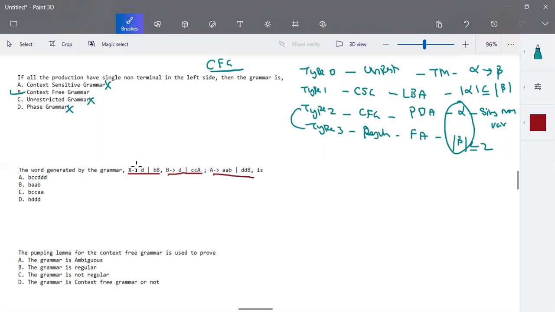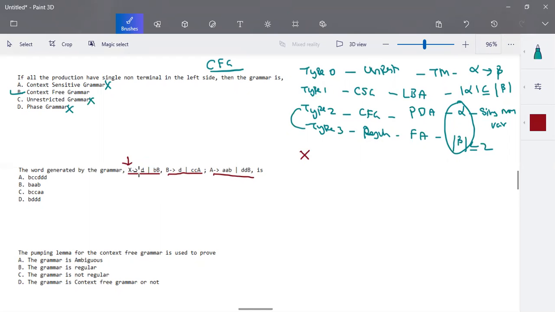Okay, so you have X tends to D, B, and B tends to something, and A tends to something. So we have 3 variables, and there is no specific mention about the starting symbol. When it is not specified, then you have to take the starting production as this variable, or whatever is the starting one, that will be your start state. Okay, so we are going to draw a parse tree with X as the starting symbol.